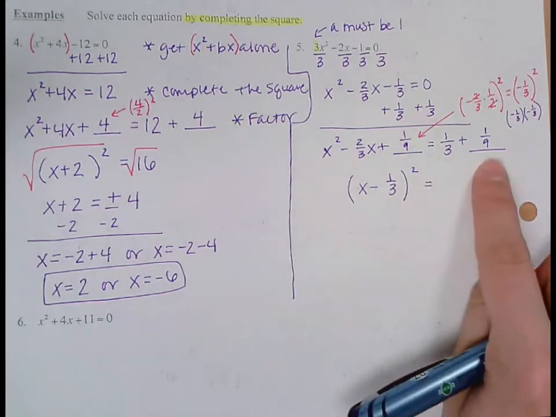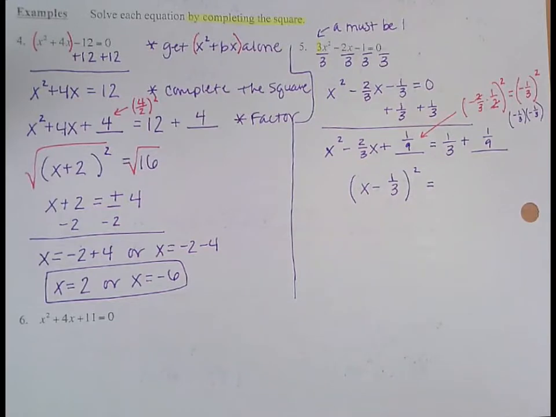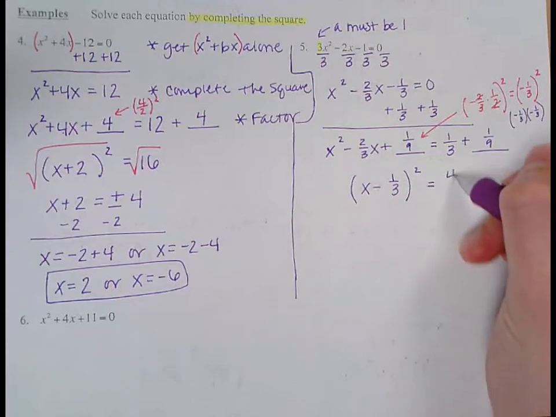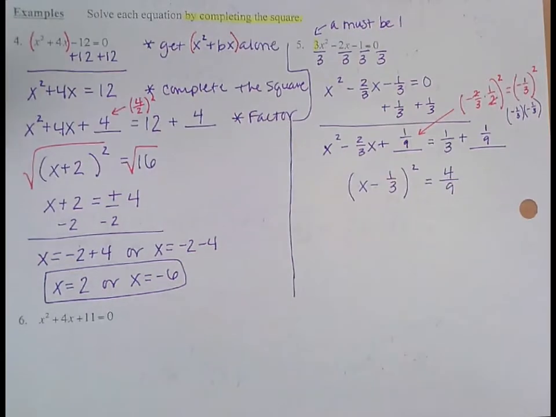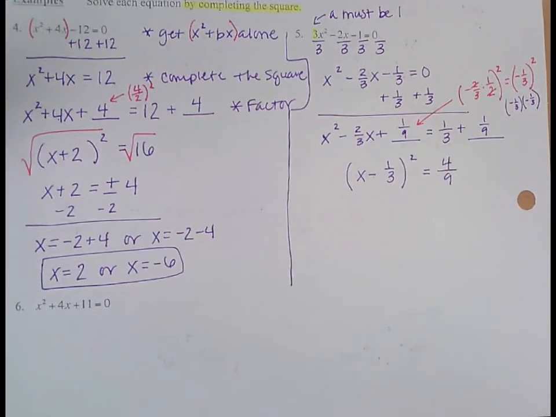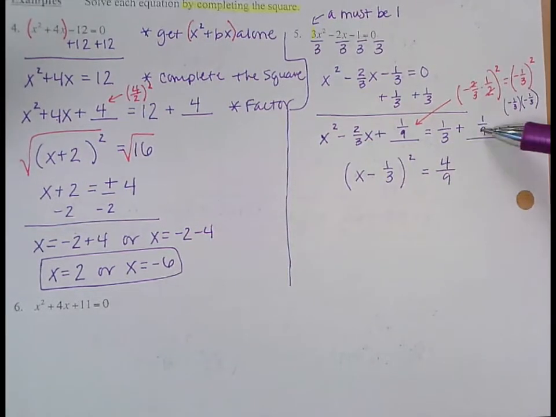And then 1/3 plus 1/9 is what? 4/9. So make sure, if you're using a calculator to add fractions, great. If you're not, it's okay. You can add them not using a calculator. Make sure you have a common denominator, though. So this 1/3 would be 3/9 plus 1/9 is 4/9.